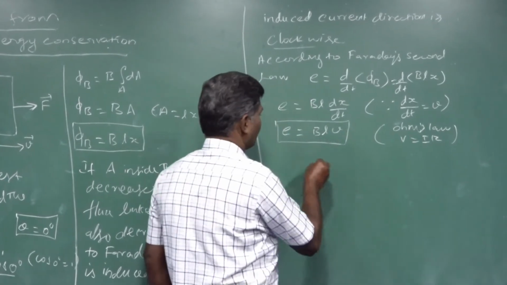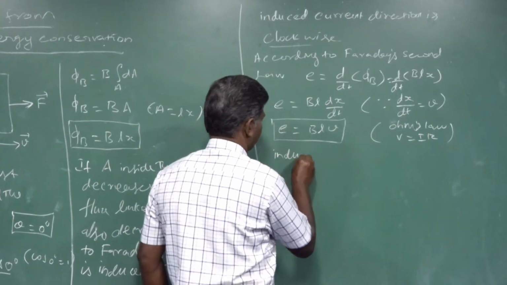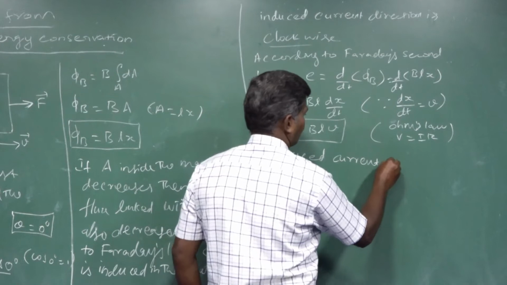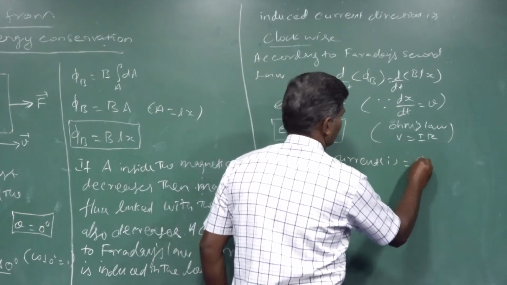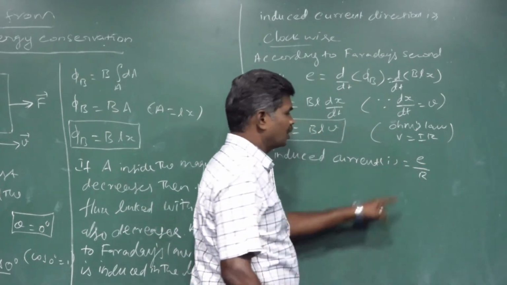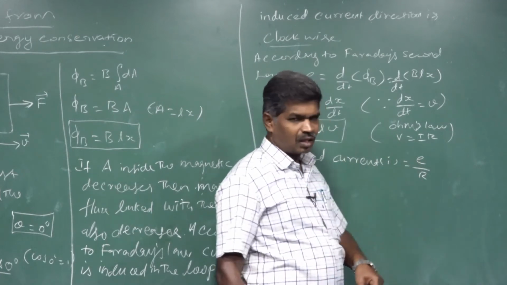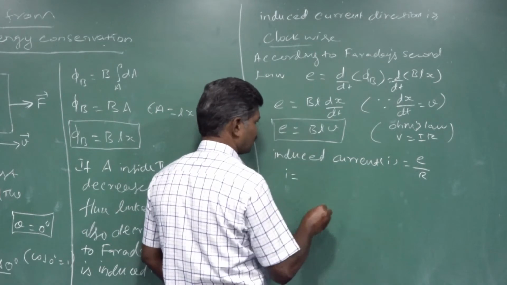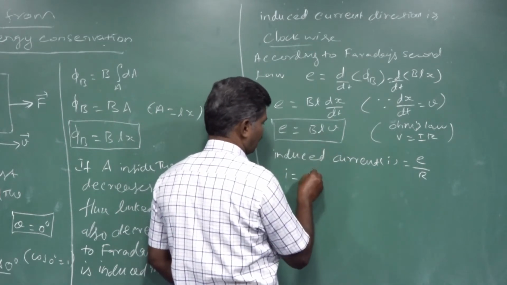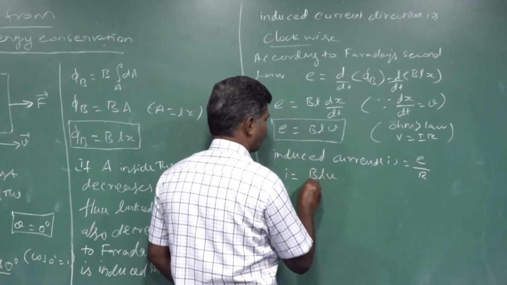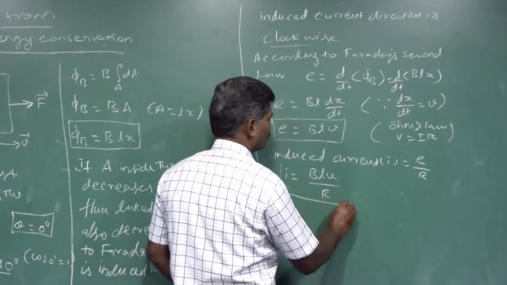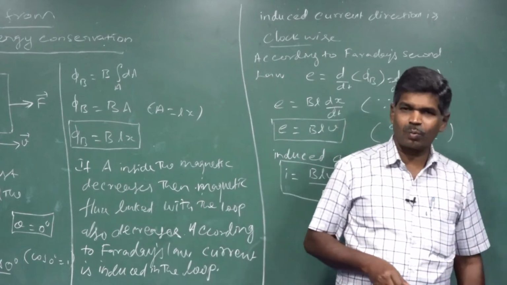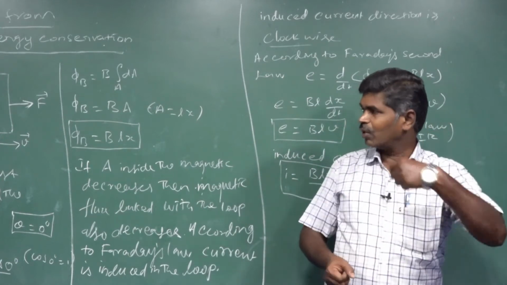So that's why the induced current I is equal to E by R. E is the induced EMF, R is the resistance of that loop. So for that we are going to substitute I is equal to the E value already calculated, BLV by R. This amount of current is induced in that loop when the loop is moving.